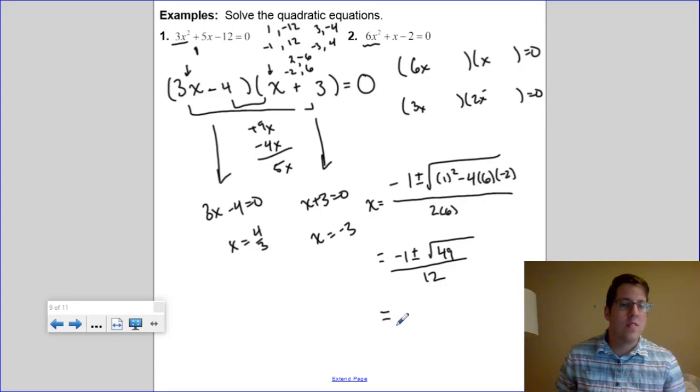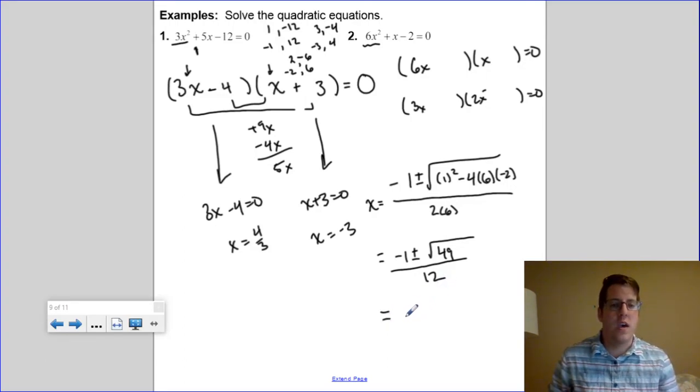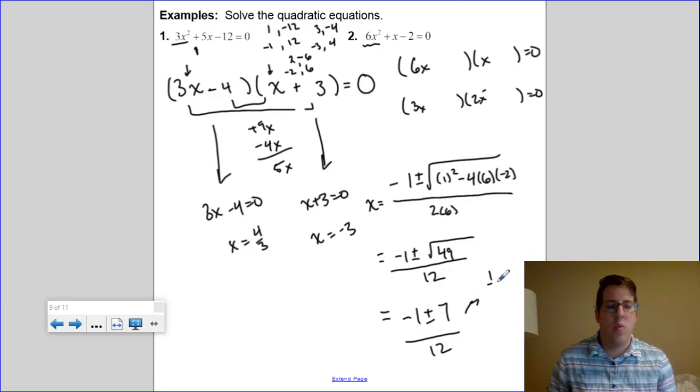Factoring is a great skill that is important in all levels of math, so you do want to do it when you can. So we're going to get negative 1 plus or minus 7 all over 12, which is going to give me either 6/12 or 1/2, or it would give us negative 8/12, which is negative 2/3.